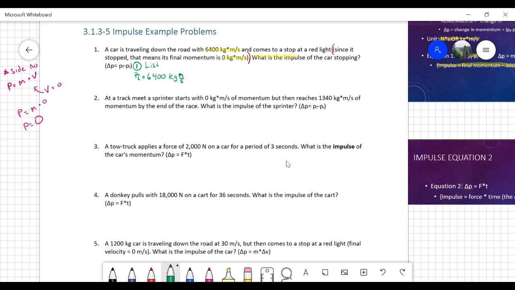Okay. Then it comes to a stop. So the final momentum here, PF, is 0. Then the question is saying, what is the impulse? So impulse, we don't know what that is. That's what the question is asking. So that's our target. I give you the equation right here.